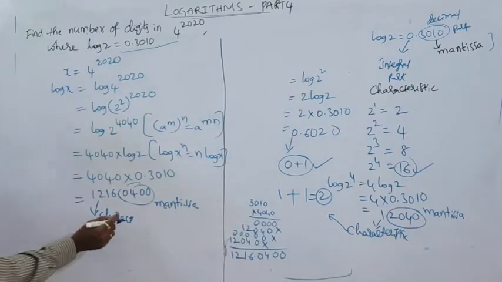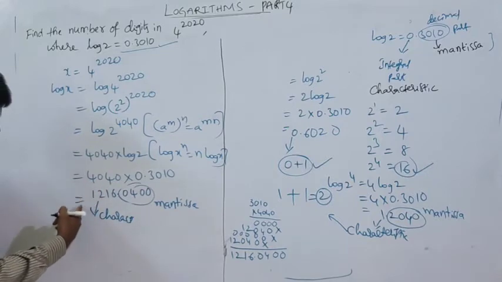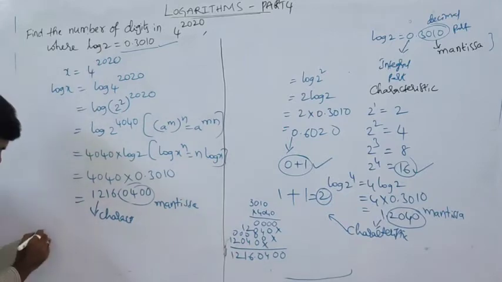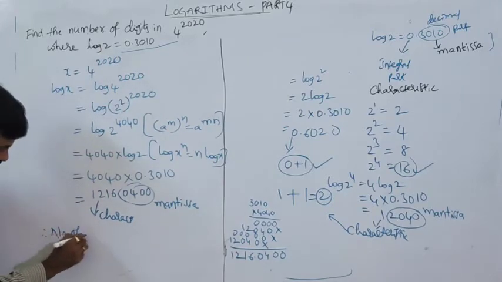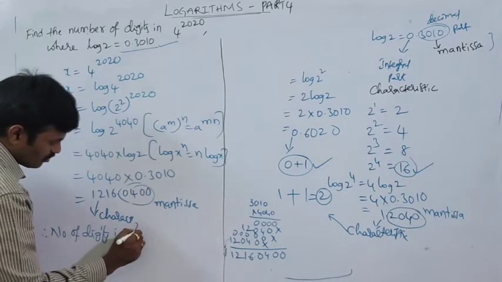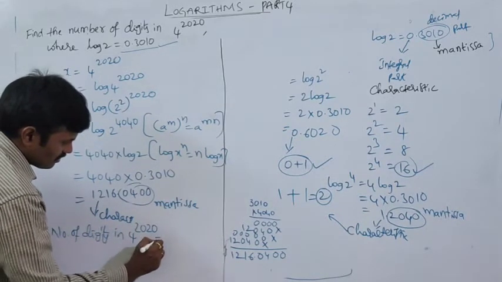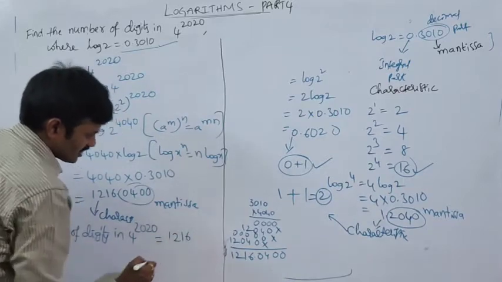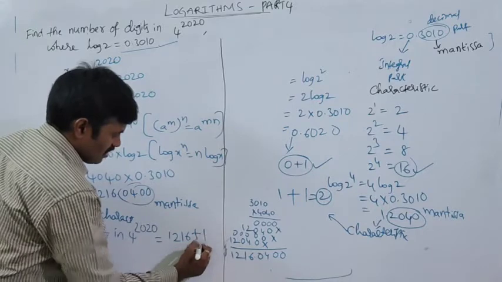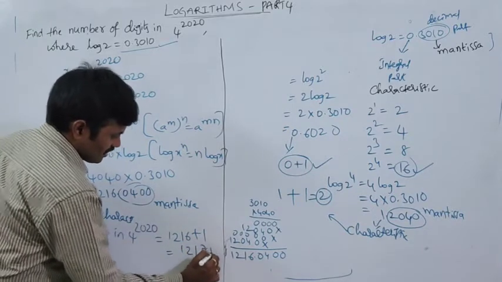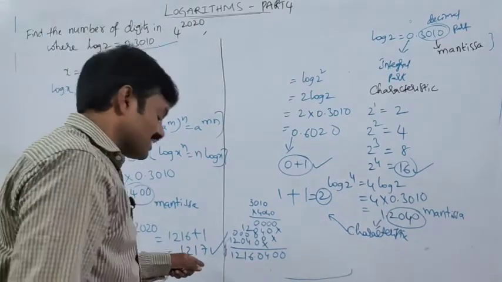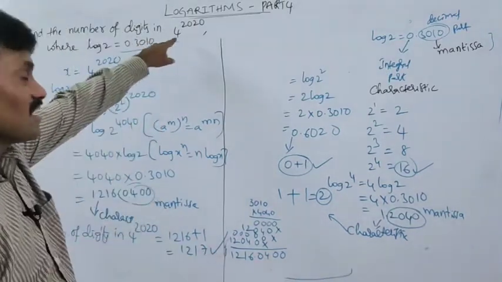Okay, then what is our answer now? The characteristic is 1216 now. So how many digits will be in this expansion? So the number of digits in the expansion of 4 to the power of 2020 is equal to 1216 plus 1. We have to add 1. Then the answer is 1217. These many digits will be in this expansion.